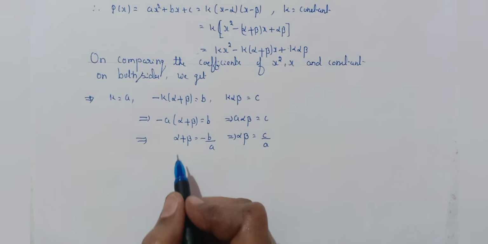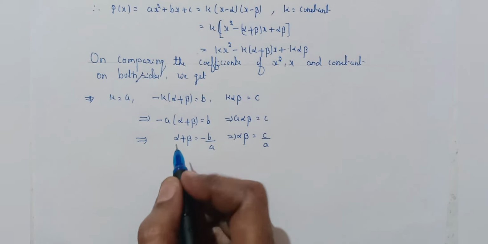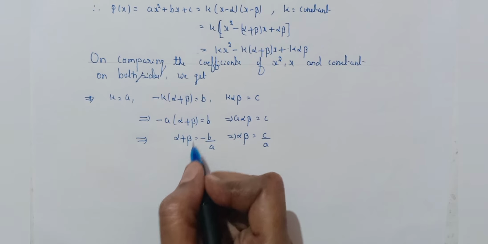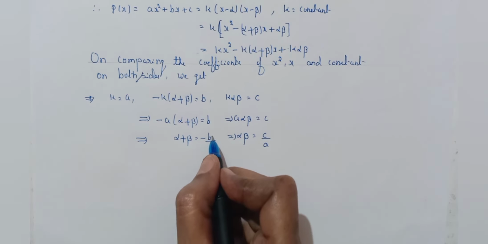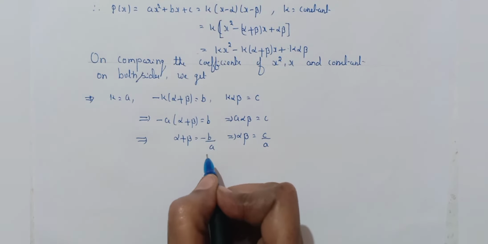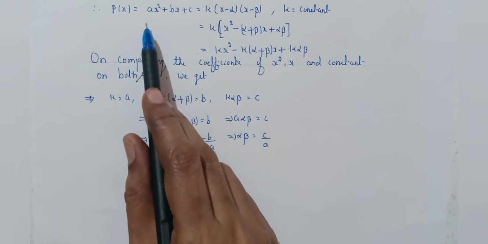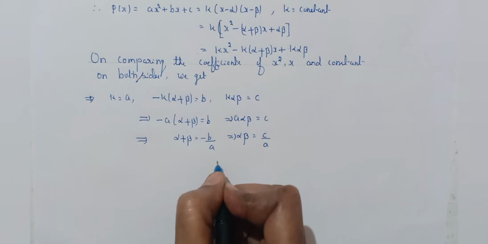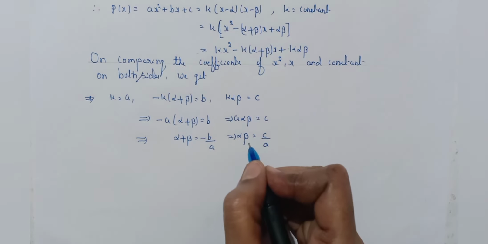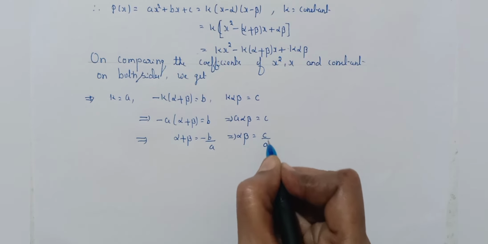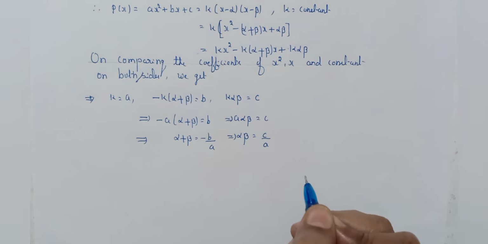So alpha and beta are the zeros of the quadratic polynomial p of x. So the sum of the zeros of the polynomial is equal to minus b by a. Here b is the coefficient of x and a is the coefficient of x square. So the sum of the zeros of the polynomial is minus b by a. And the product of the zeros of a quadratic polynomial is c by a. Here c is the constant and a is the coefficient of x square.